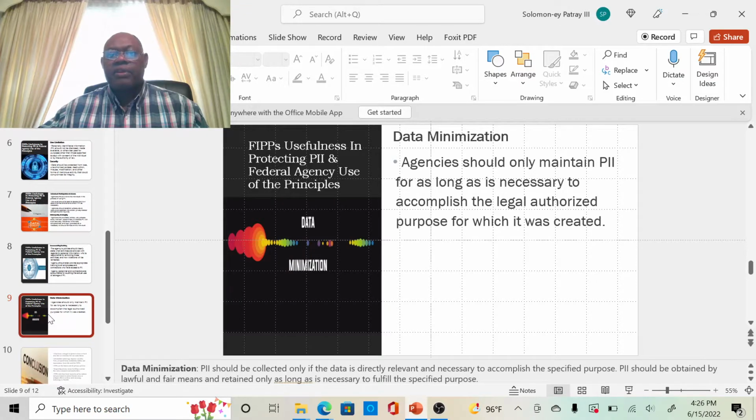Lastly, the principle of data minimization. Agencies should only maintain PII for as long as is necessary to accomplish the legally authorized purpose for which it was created.